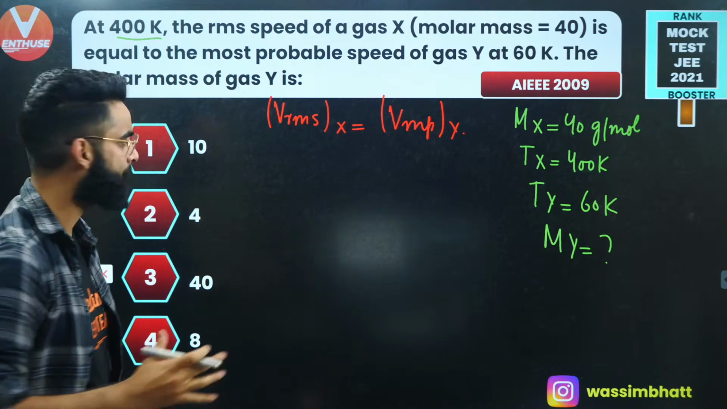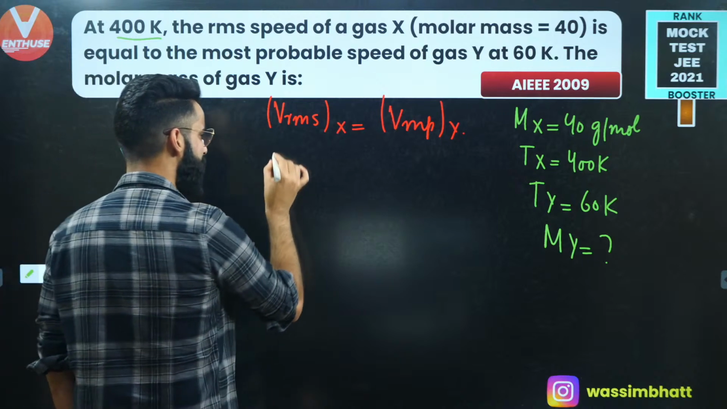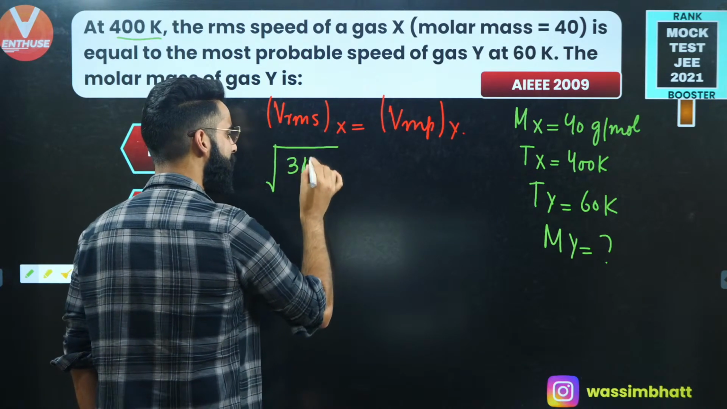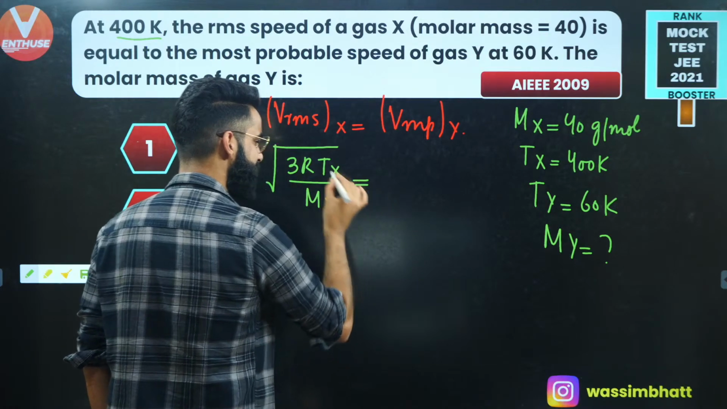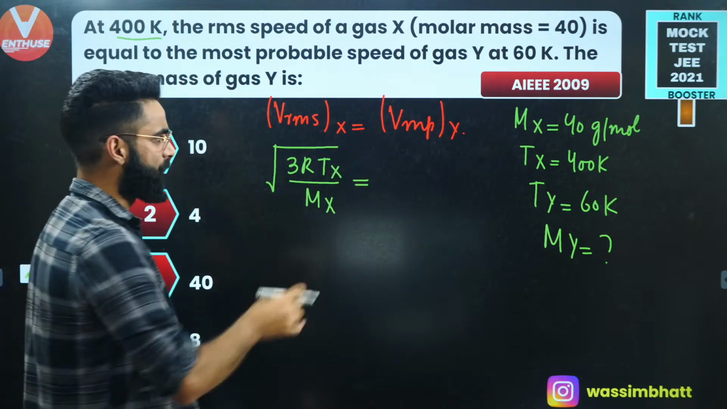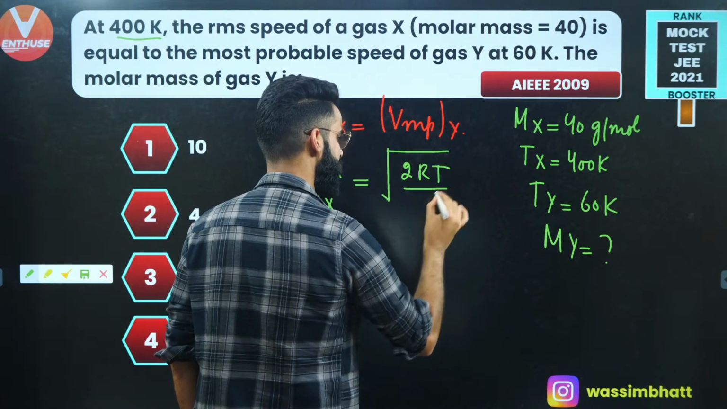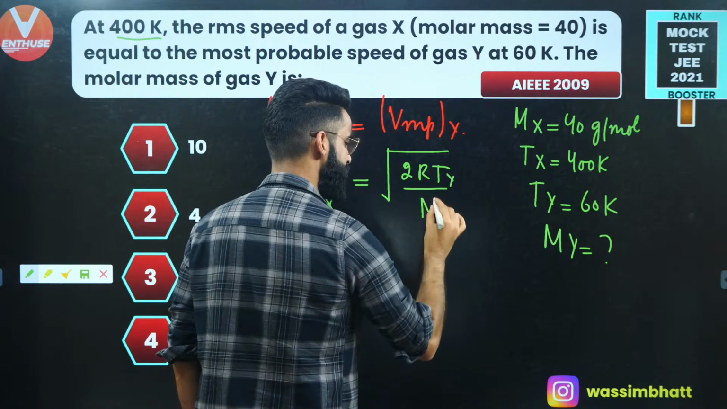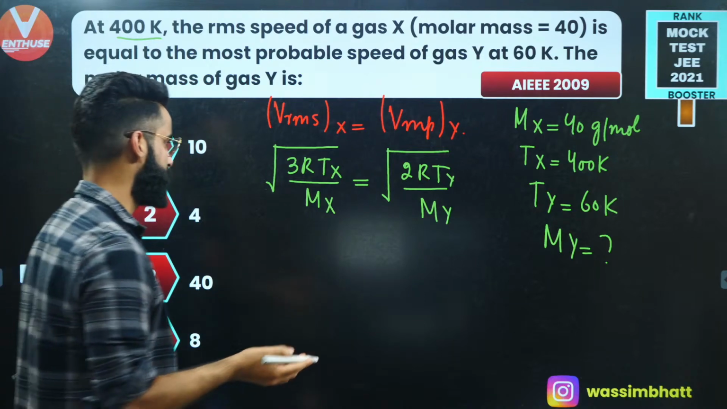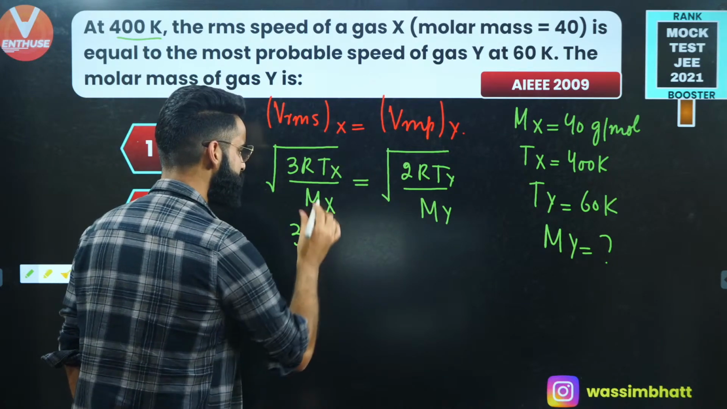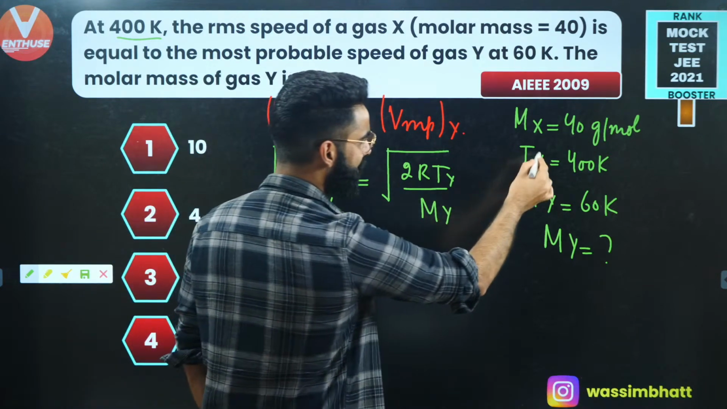See guys. How do we calculate RMS speed? What is the formula for it? It's simple. RMS speed is equal to the square root of 3RT_X divided by M_X. This is the formula by means of which we calculate the RMS speed, right? It is equal to the most probable speed. What is the formula for it? It's going to be the square root of 2RT_Y divided by M_Y. First of all, the root gets cancelled on both sides, R gets cancelled on both sides. So you get 3 times temperature of X divided by molar mass of X, which is 40 given, I guess, right?